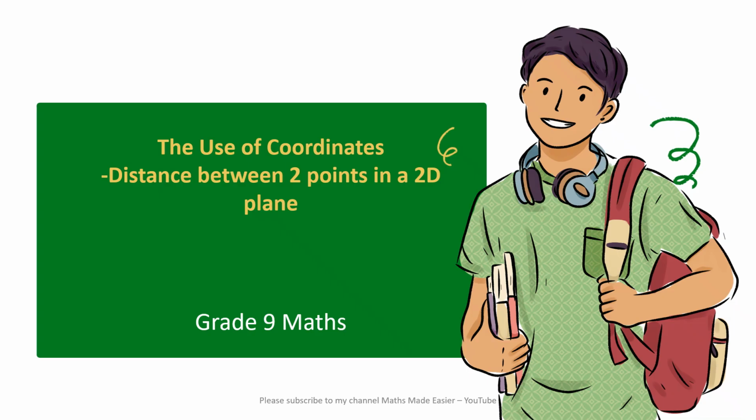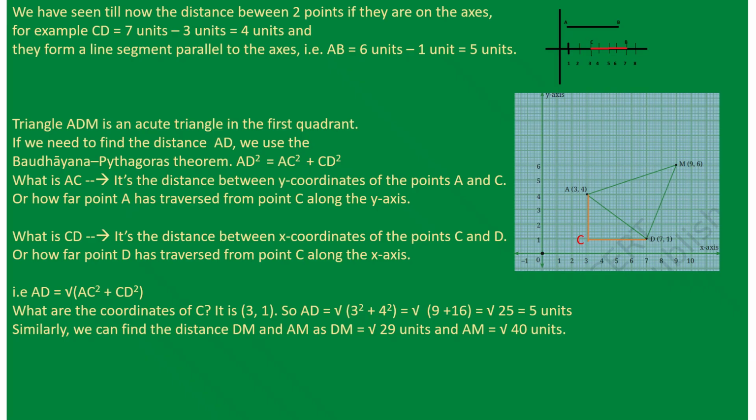Its distance between 2 points in a 2D plane. Till now, we have seen the distance between 2 points if they are either on the axis or between any 2 points that are parallel to any one of the axes. For example, CD is equal to 7 units minus 3 units is equal to 4 units. Whereas C and D, it lies on the x-axis.